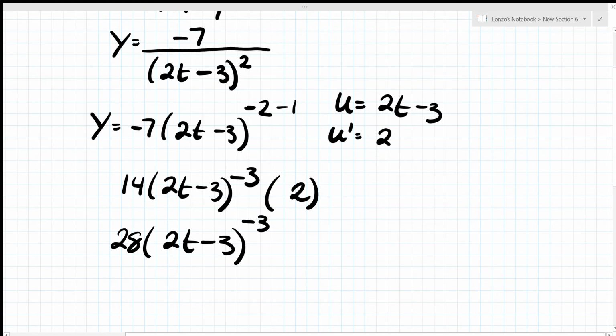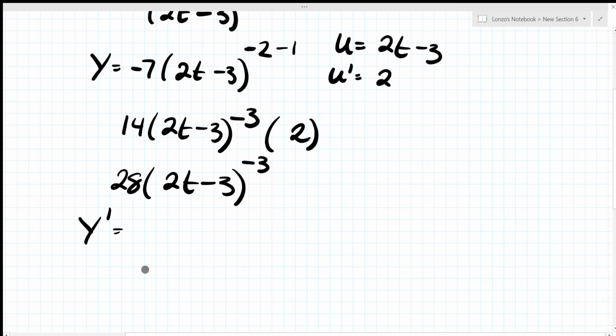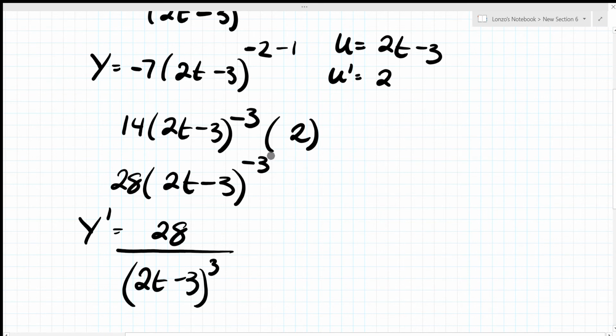But what if I want it in positive exponents? My final answer in positive exponents is going to be y prime is 28 all over (2t minus 3) raised to the positive 3 power. I put this -3 into a positive power. If you get confused, remember an example: what if you have x to the -3 and you want that in positive power? It's going to be 1 over x to the positive 3. So keep that in mind, because that's how I got this answer.